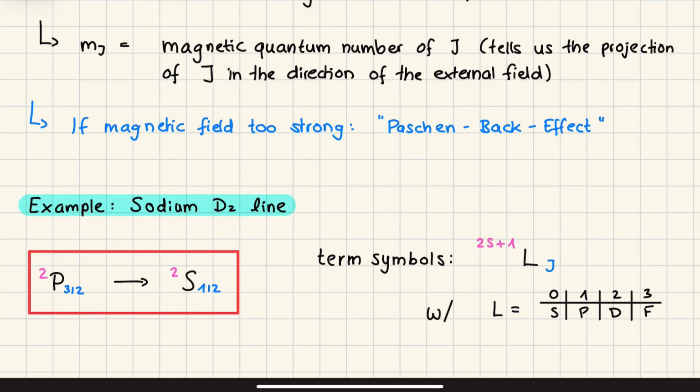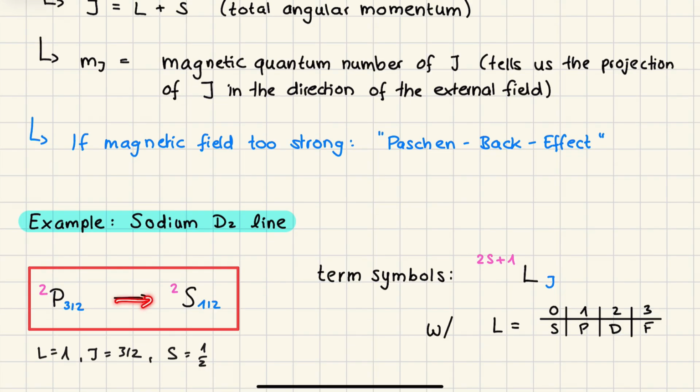So if we look at ²P3/2, for example, we know that P stands for angular momentum quantum number equals 1. So we know that L is 1. We also know that J, the total angular momentum, is 3/2. And since 2 equals 2S plus 1, we also know that S is 1/2, because 2 times 1/2 is 1, plus 1 equals 2. So for this state, we have L equals 1, J equals 3/2, and S equals 1/2.